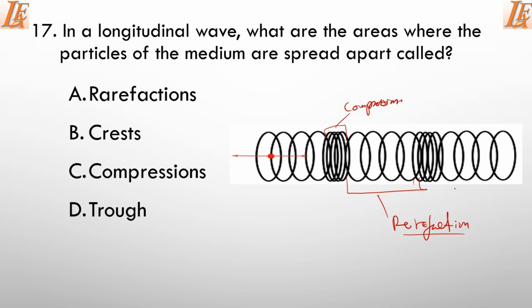So the question is, what are these areas where particles of the medium are spread apart called? So in this place where particles are spread apart, we call them rarefaction, and the correct answer is A. Crest, this is the highest point for a transverse wave, so it's not an area where particles are spread. Compression, this is a place of high pressure where particles are so close to each other in a longitudinal wave. So D, trough, this one is for a transverse wave, the lowest point of a transverse wave. Therefore, the correct one for particles spread in a longitudinal wave is called a rarefaction.